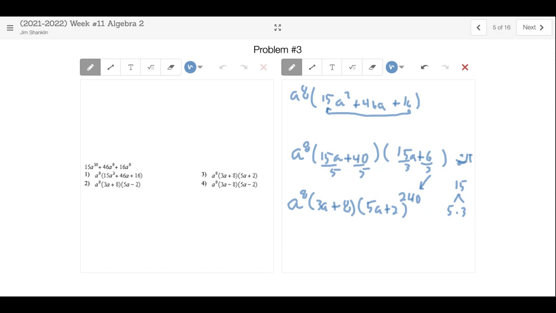Letter C. How come it's 1, 2, 3, 4? On the practice, is it A, B, C, D? Let me go into my practice and make sure I put letters in there instead of numbers. Yes. So we're going to call that C. You're right. A, B, C, D. Okay, so it should be 3a plus 8, 5a plus 2. So we're going to go with letter C in that one. Or number 3. All right.